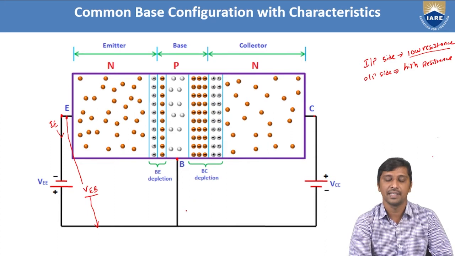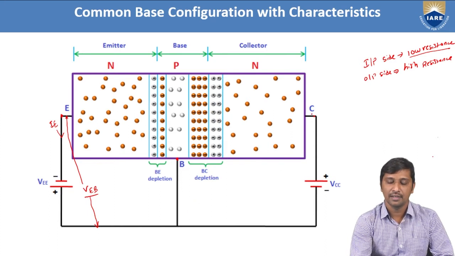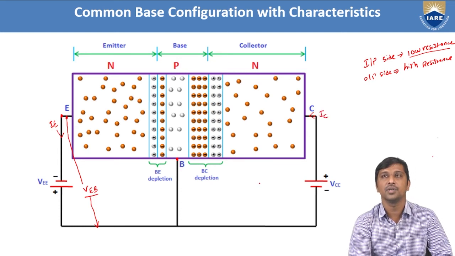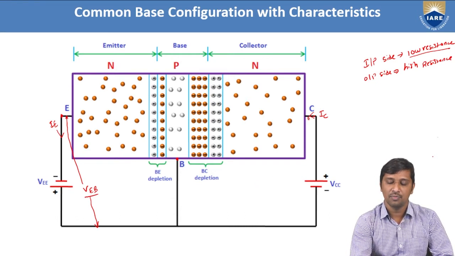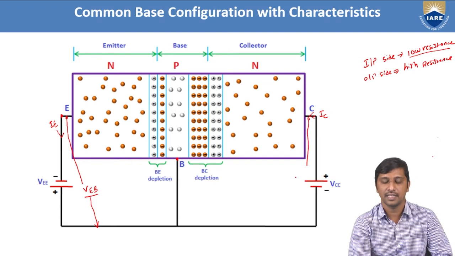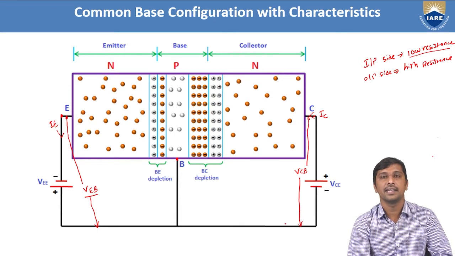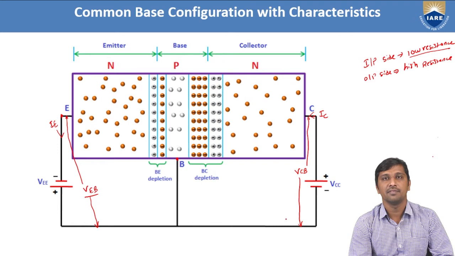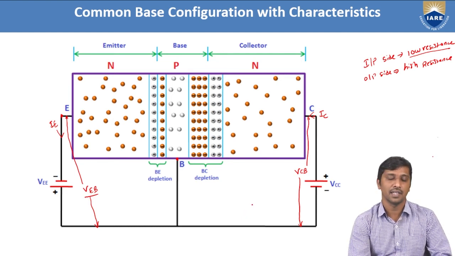The common terminal is the base here. If we allow current through this transistor, this is the current flow direction, and this current is represented as the collector current, IC. Similarly, we need to measure the voltage across the collector with respect to the base, which is represented as VCB. This VCB indicates the potential difference between the collector and the base. These are the parameters we are going to observe using the characteristics of the common base configuration.